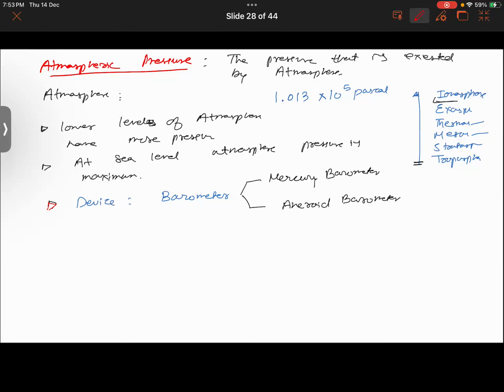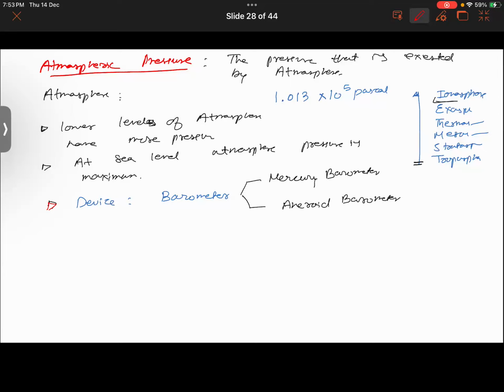Mercury basically expands. So the mercury barometer is the barometer that we use to obtain the standard unit of atmospheric pressure. It gives us the ideal atmospheric pressure. In a mercury barometer, you will be having a column of mercury in a glass tube.